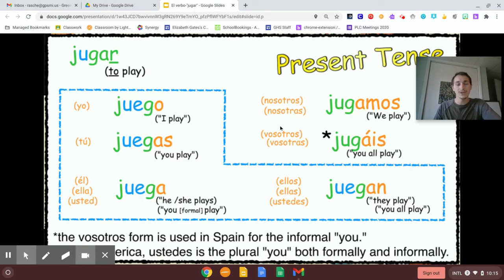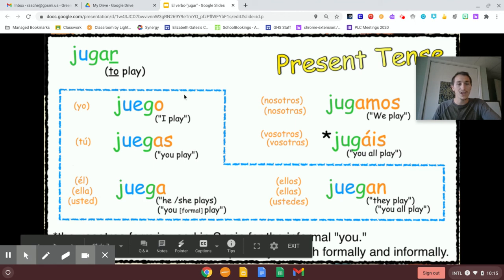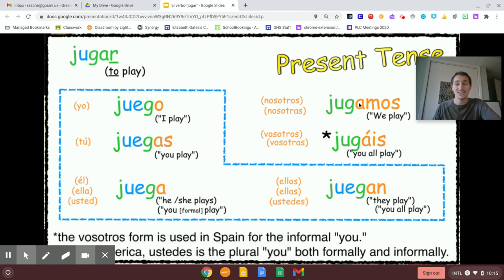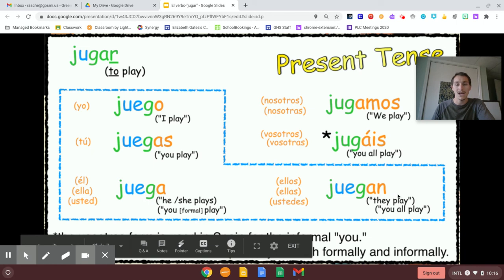Now, when you look back up here, you see the nosotros form. This is not part of the boot. It's not within the boot, so it does not partake in the stem changing. So it's jugamos. There's no E in this one. For vosotros, we have jugáis. This one is also outside of the boot. You all play, or y'all play, as I'd say. Jugáis, and this is used in España. Then the last one, ellos, ellas, ustedes juegan. Back inside the boot, in the shape of the boot, so it has the stem change with the UE. So it's juegan, meaning they play or you all play.